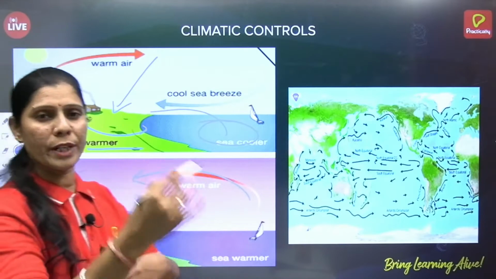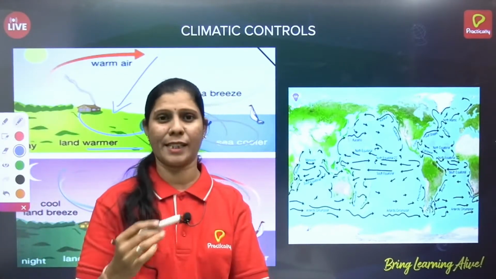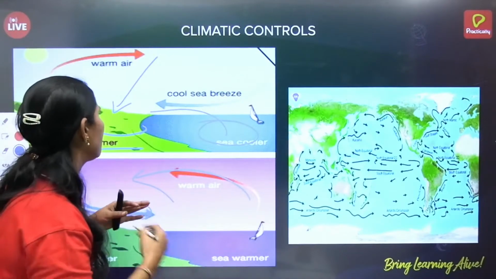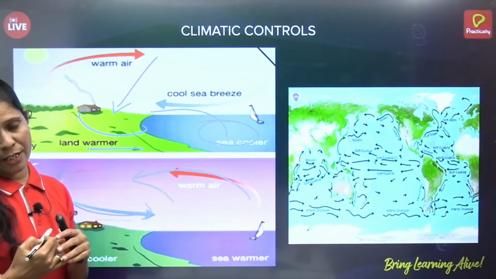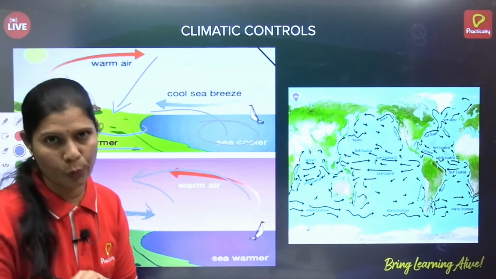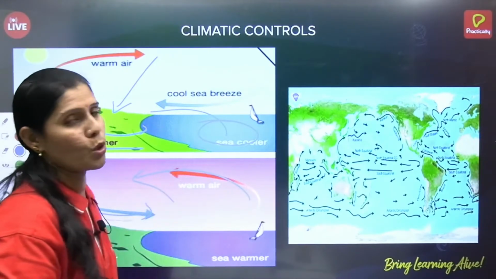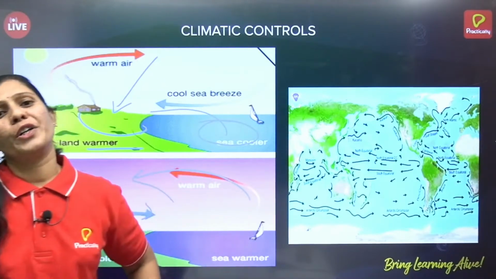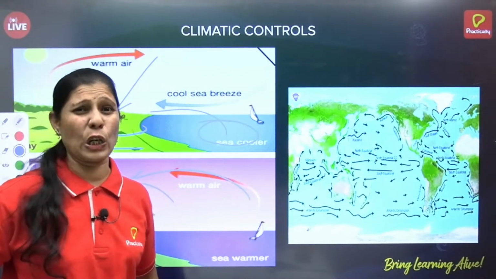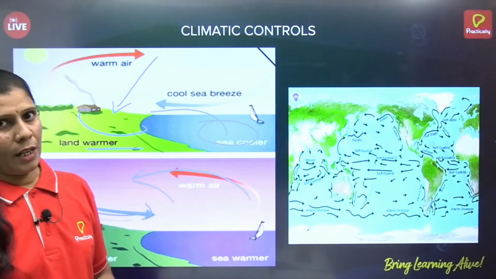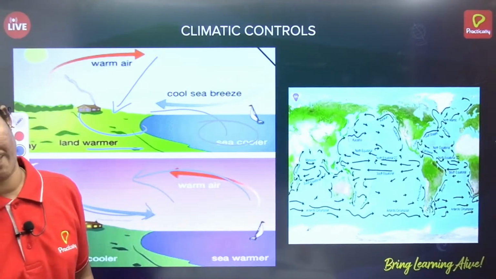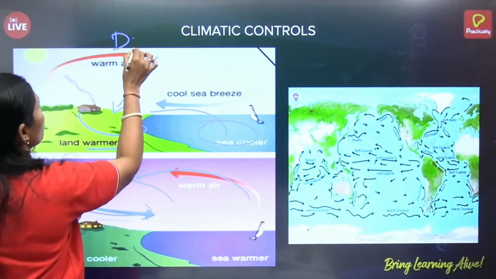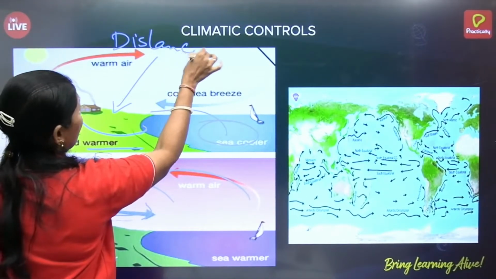Due to this movement and interchange of cool and warm breezes, there will be a moderate type of climate. Okay, not hot, not cool. That's why the seashores or the beaches have normal temperatures, not hot, not cool. So please note this point: distance from the sea also influences the climate.